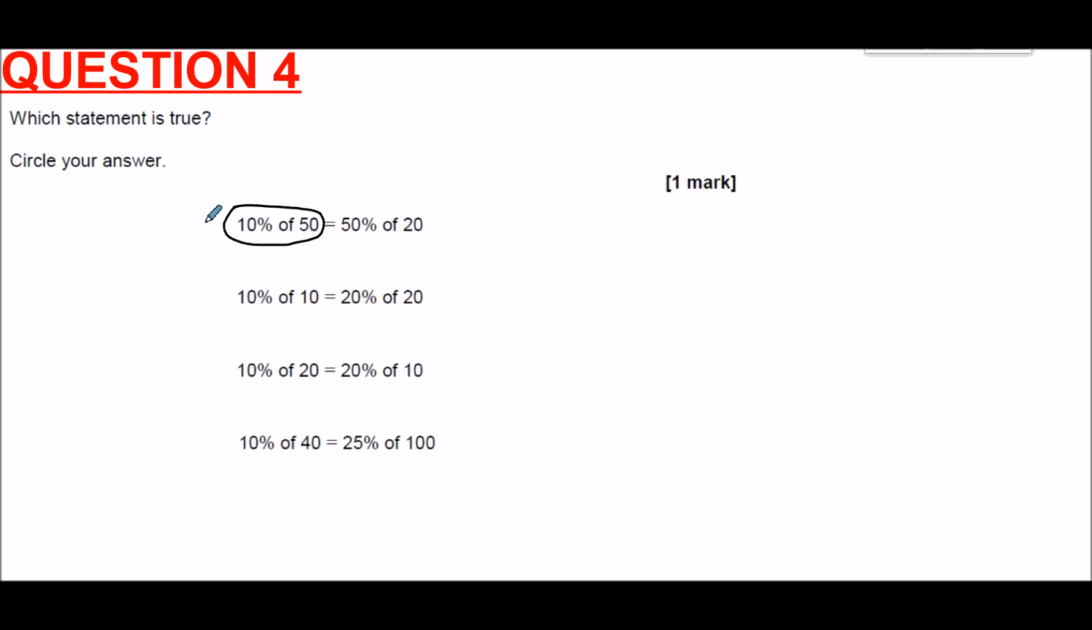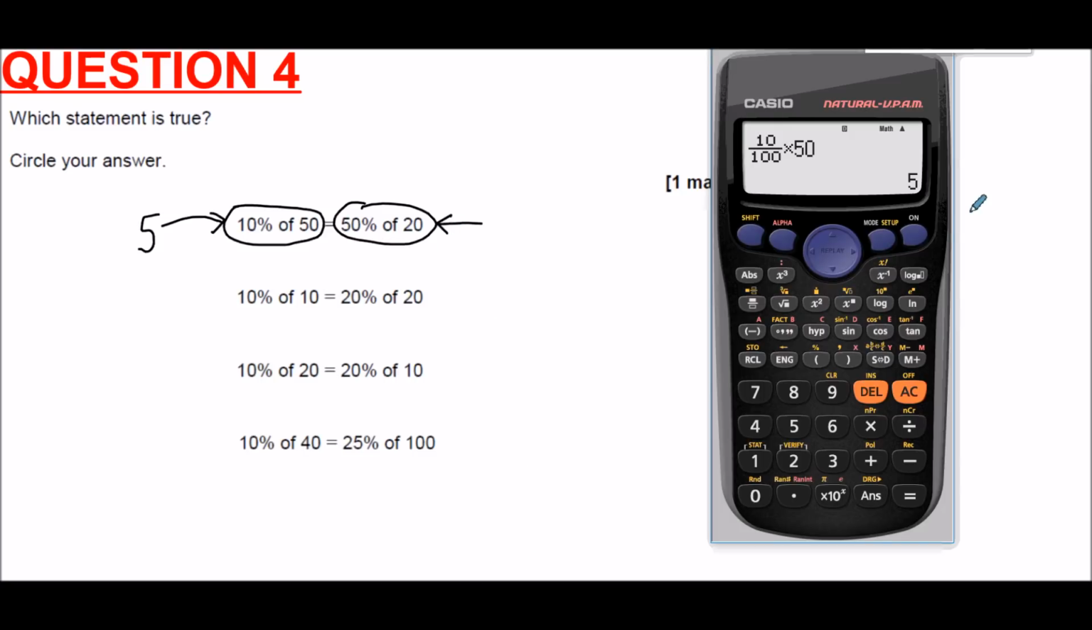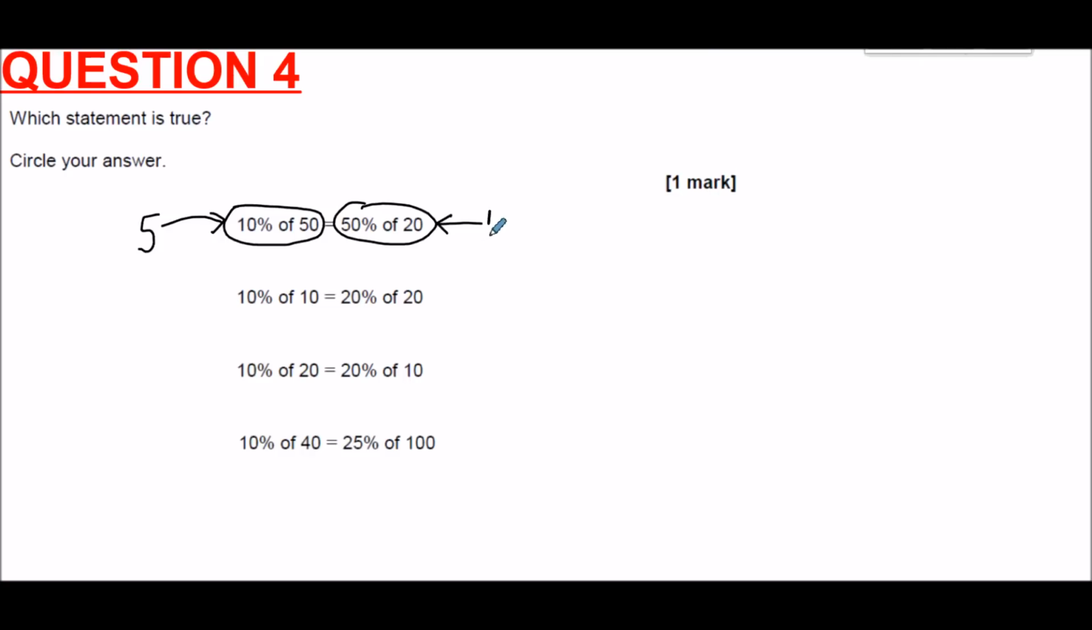And so this one here is 5. Now we can compare that with 50% of 20 using a calculator. 50% means 50 out of 100. 50% of 20 gives us 10. And so is 5 equal to 10? Obviously it's not, so it's not that statement which is true.